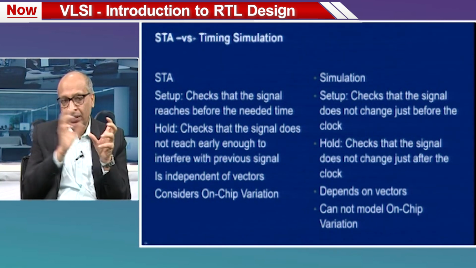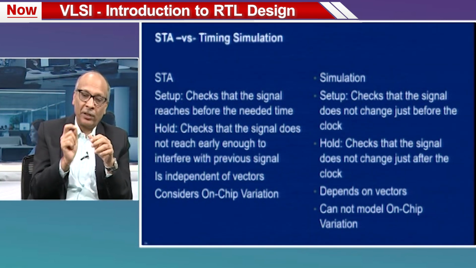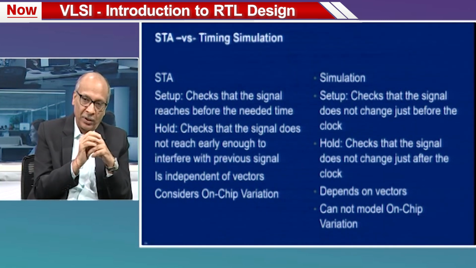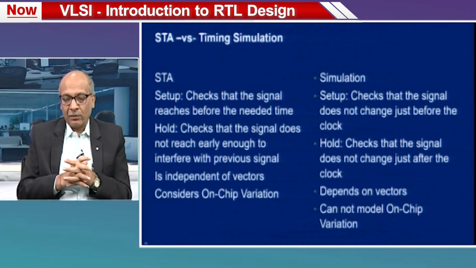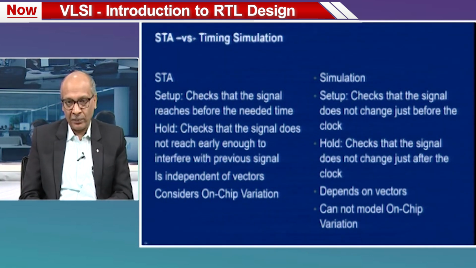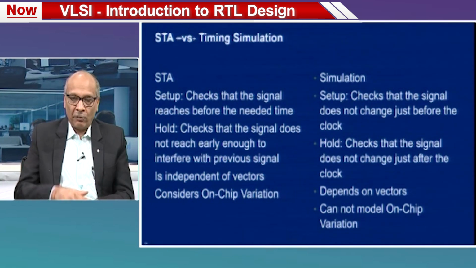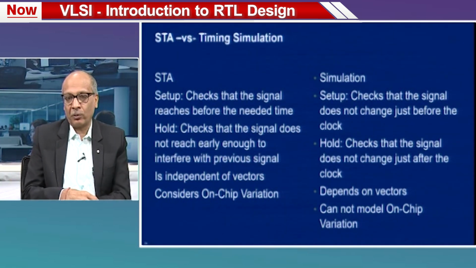The main reason why STA is much more popular compared to simulation is that STA is independent of vectors. You do not have to apply any vectors. It will look for all possible scenarios and come back with whether setup will be met, whether hold will be met, whether pulse width will be met, whether period will be met, and so on. It looks at all possible combinations of signals and comes back with STA pass or fail. While simulation is dependent on vectors, you have to give the vectors to make sure the appropriate paths are exercised and so on.